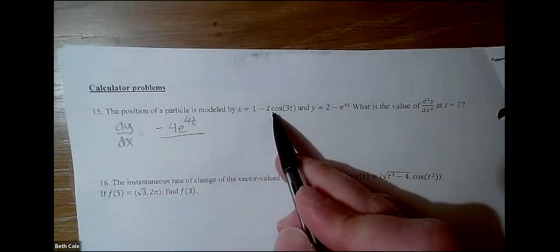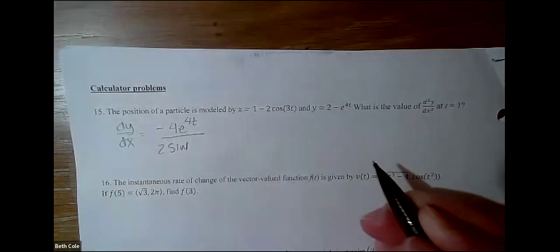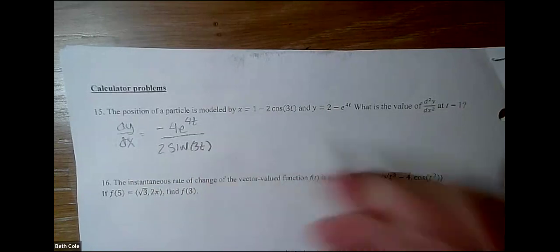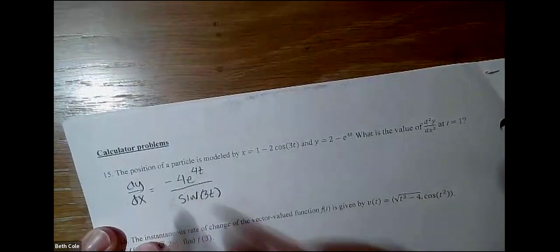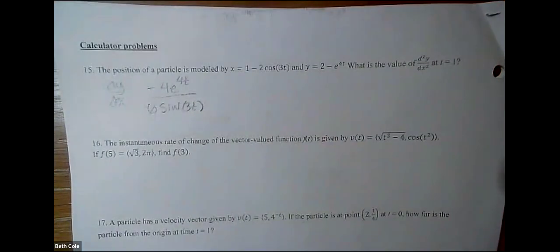Derivative of cosine is negative sine. So the negatives are going to cancel. We'll have positive 2 sine of 3t. And then I have to chain on a 3. So 2 times 3 gives us 6. So there's our derivative. Now I'm going to go to the calculator.